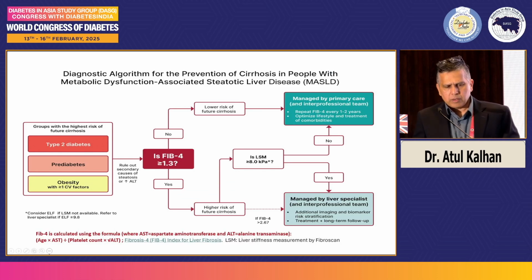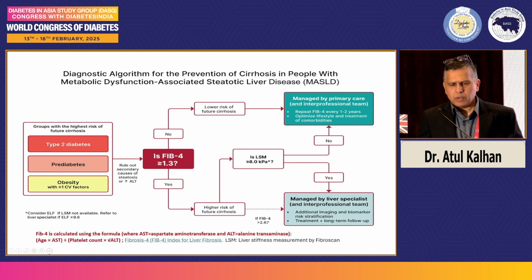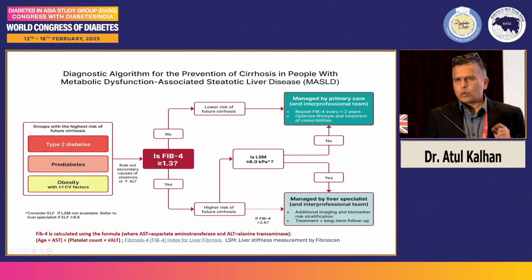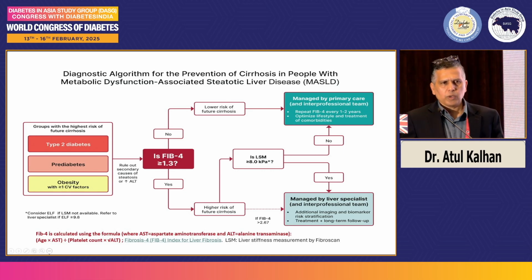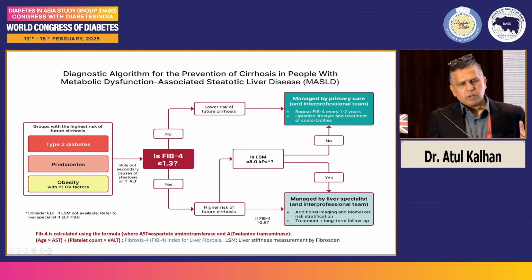So this is a diagnostic algorithm for prevention of cirrhosis in patients with metabolic dysfunction associated liver disease. One easy thing you can do in clinical practice is do the FIB4 scoring. If you know the ALT and AST and know the platelet count, in this slide I've mentioned how to calculate FIB4 score. If it is higher than 1.3 or equivalent, you can think about doing a fibroscan. Fibroscan will give you an idea about the liver stiffness, and then you can formulate a plan. As a physician, if patients have fibrosis, cirrhosis, you need to refer to the specialist rather than trying to do everything on your own, right?